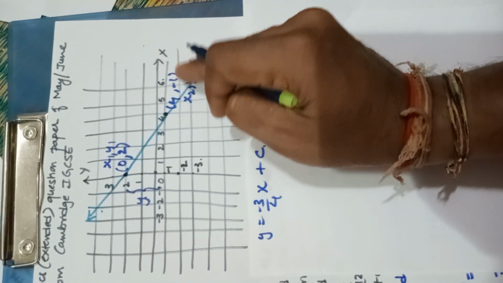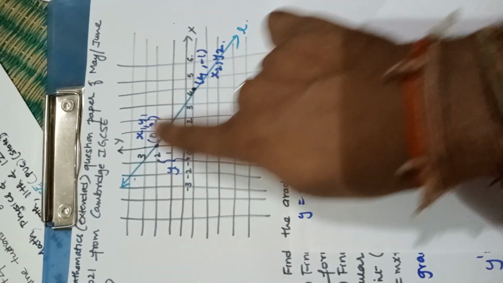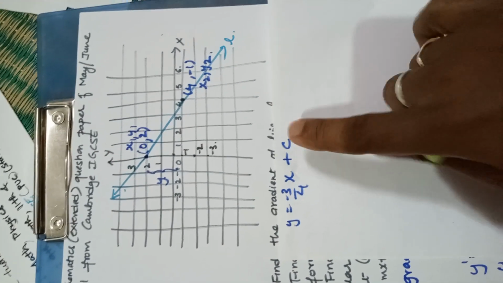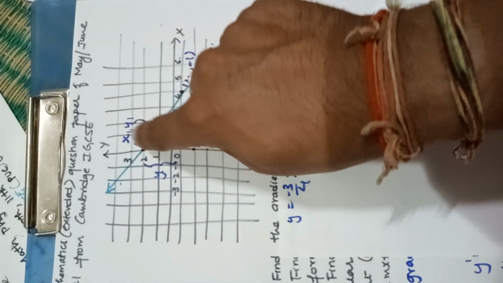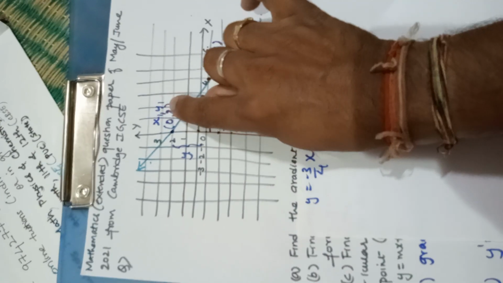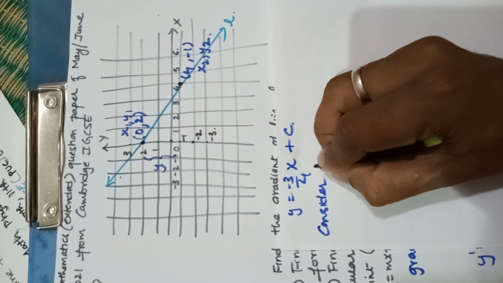Now if you observe carefully, this line passes through (0, 2) or (4, -1). That means every point on this line will satisfy this equation. If you substitute the coordinates of any point on the line in this equation, it will satisfy the equation, hence LHS will be equal to RHS. Let's consider (0, 2). If you want, you can consider the other point (4, -1), but I shall consider (0, 2).